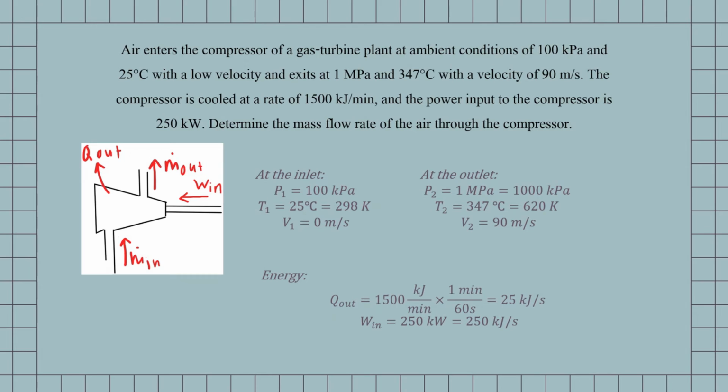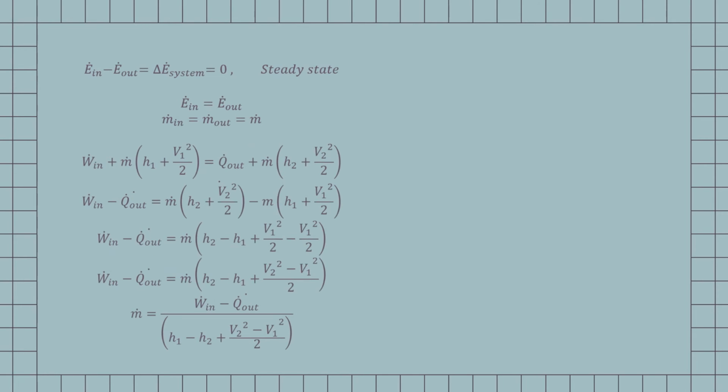To make the calculation easier, we have to convert the units, and then we proceed with the energy balance equation. As it is steady state, E in equals E out, and then we arrange the equation so we can have this equation of the mass flow rate. We have all of the information: we have W in, we have Q out, we have V2, we have V1, but we don't have h1 and h2. So we must find h1 and h2.